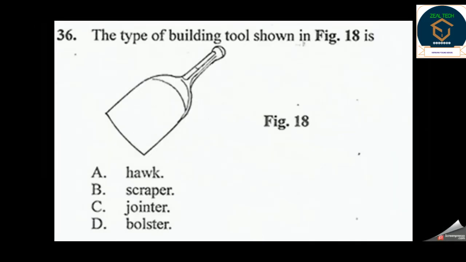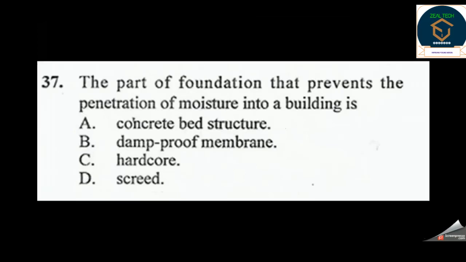Question 36, the type of building tool shown in figure 18 is what? It is nothing but a bolster. The correct answer is a bolster, used to remove hard objects when building a house. It is called a bolster. Question 37, the part of the foundation that prevents the penetration of moisture into a building is called the damp-proof course. The answer is B.